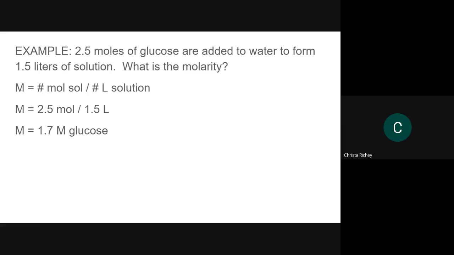Then I'm going to show you one where it's not straightforward like this, where you have to convert. Because when you're calculating molarity, it has to be moles. If it's not moles and it's grams, you need to change that to moles, and it needs to be in liters. If it's not in liters, you need to change it to liters.